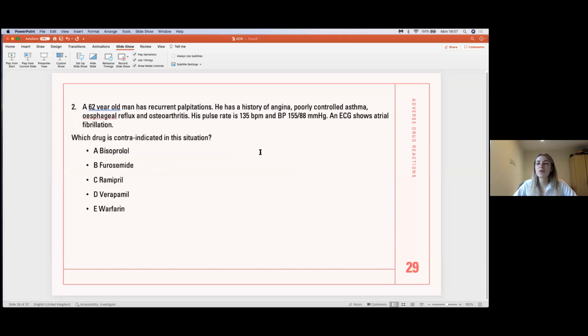Question number 2. A 62-year-old man has recurrent palpitations. He has a history of angina, poorly controlled asthma, esophageal reflux, and osteoarthritis. He's got a pulse rate of 135 BPM, and a blood pressure of 155/88. His ECG shows atrial fibrillation. Which drug is contraindicated in this situation?